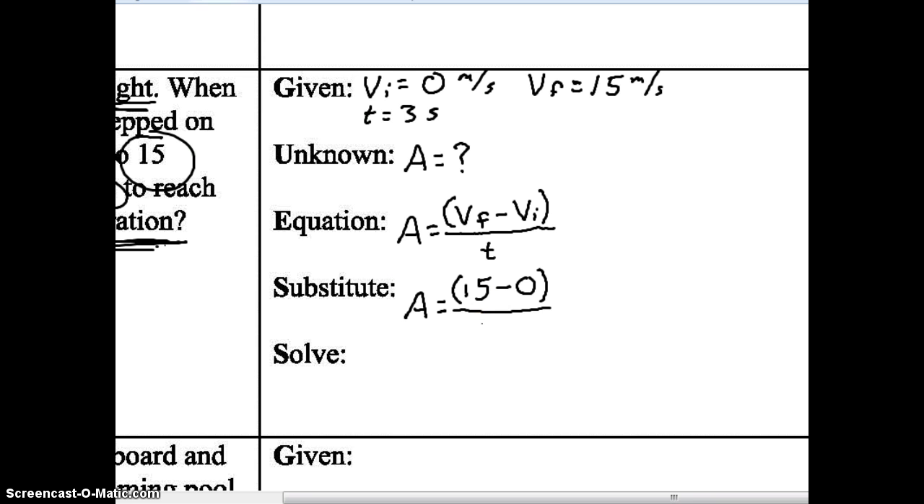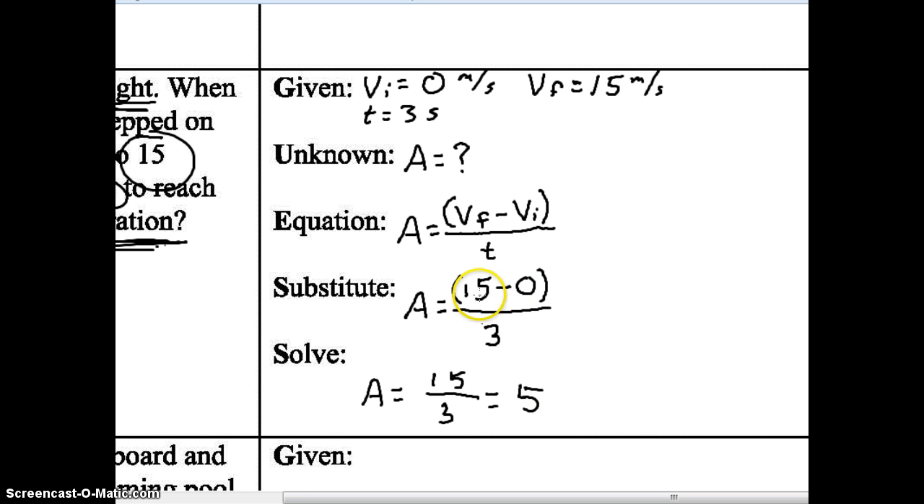Let's try that again. 3 seconds for the time. If we solve that, A equals 15 for the numerator. 15 minus 0 is just 15. So that's 15 on top, divided by 3 on the bottom. Equals 15 divided by 3 is 5.